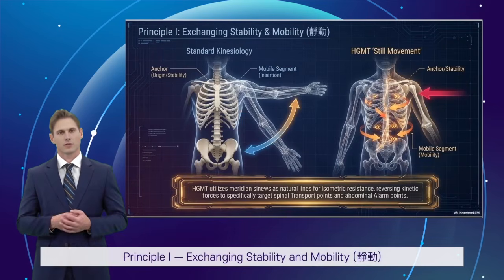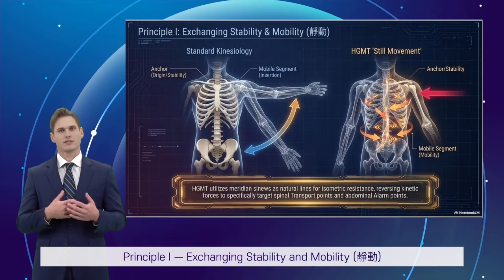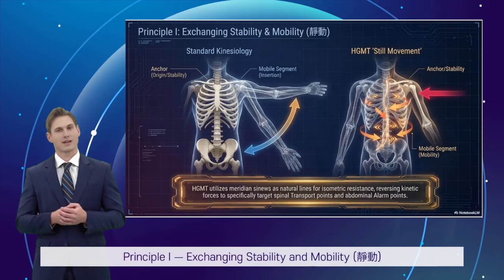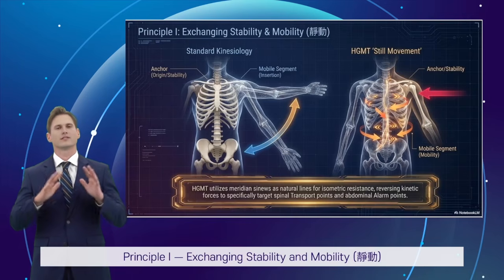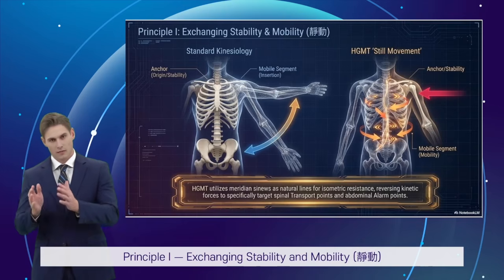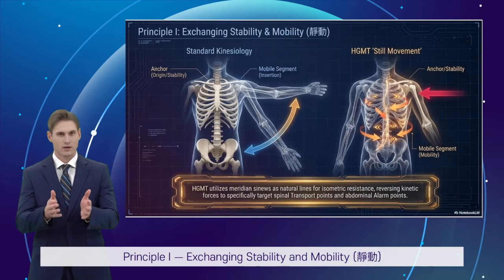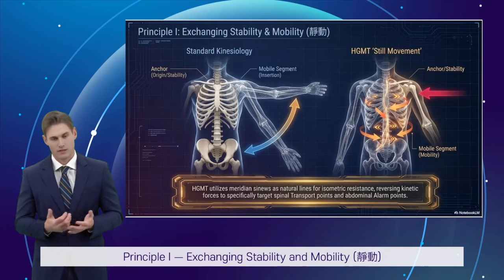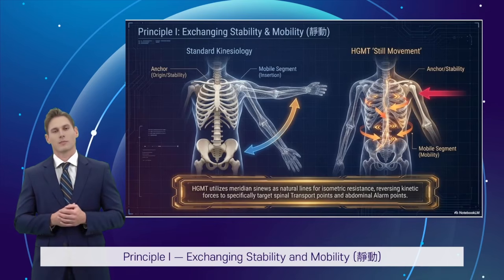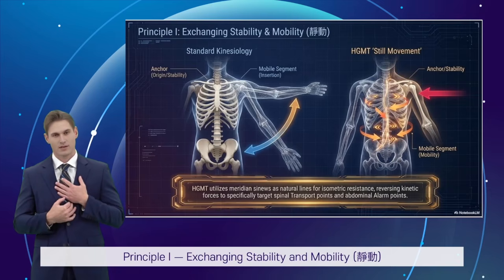The first principle, Jongdong, is the exchange of stability and mobility. In standard kinesiology, the trunk serves as the anchor while the limb moves. HGMT reverses this relationship. A joint in the limb becomes the anchor, and the spine itself becomes the segment that moves. The pathway for this force is the meridian sinew. Isometric resistance exercises along these sinews send the resulting vector to the transport points on the back and the alarm points on the abdomen, correcting spinal alignment.